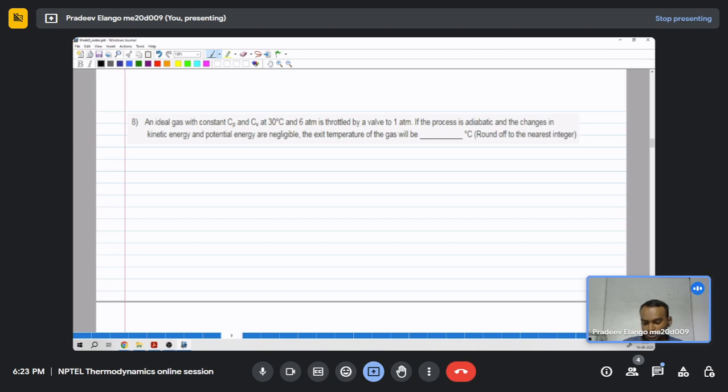An ideal gas with constant Cp and Cv at 30 degrees Celsius and 6 atmosphere is throttled by a valve to 1 atmosphere. If the process is adiabatic and the change in kinetic energy and potential energy are negligible, the exit temperature of the gas will be dash degrees Celsius. So we have an ideal gas throttled from 6 atmosphere to 1 atmosphere, and the inlet temperature is 30 degrees Celsius. So now we can write the steady flow energy equation.